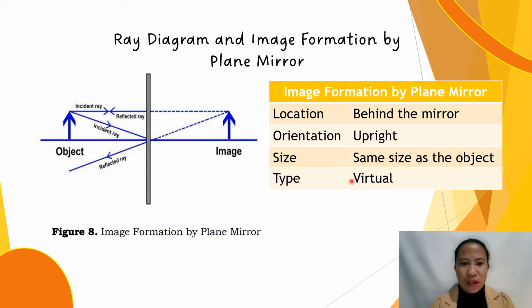Then it is virtual because the light rays do not actually intersect from behind. We only extended the reflecting rays to the back, and we see that the light rays virtually intersect at this certain point. So the image is virtual. We will try to elaborate on this as we go on with our slide.